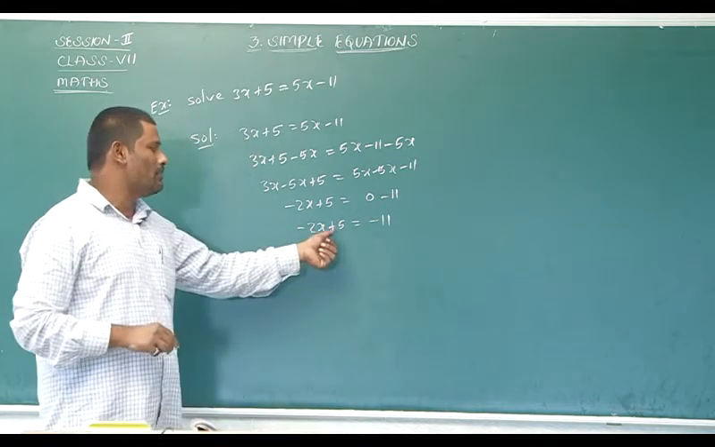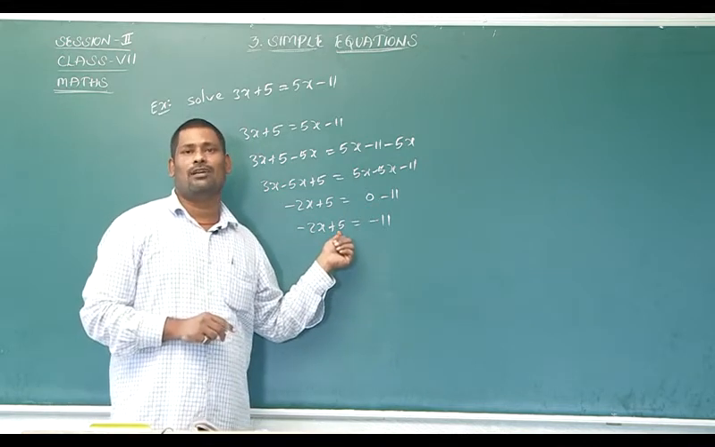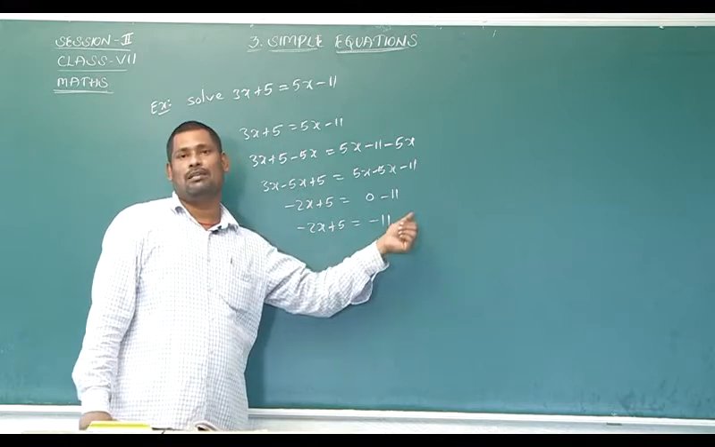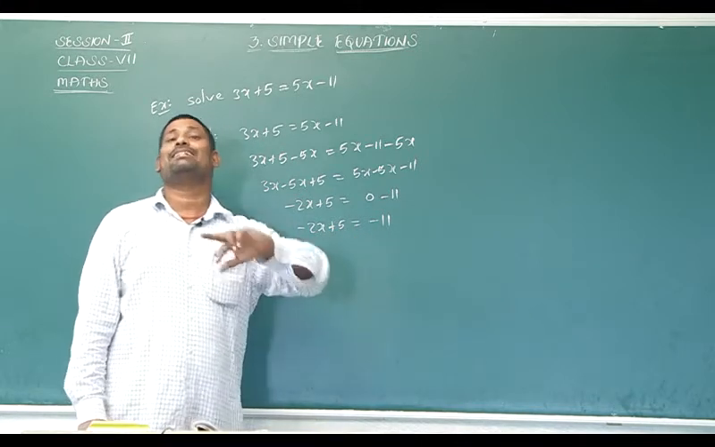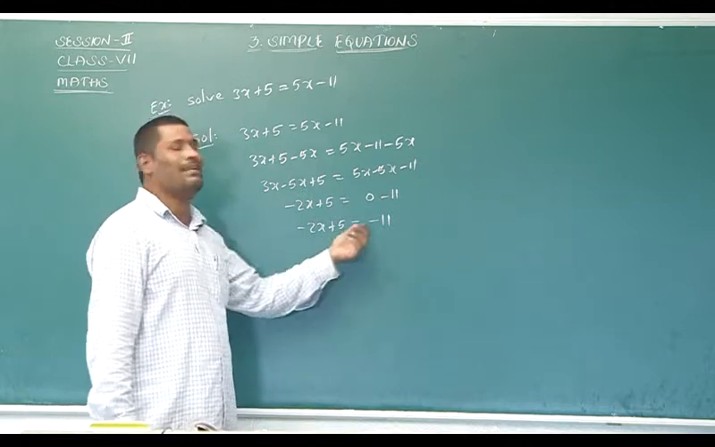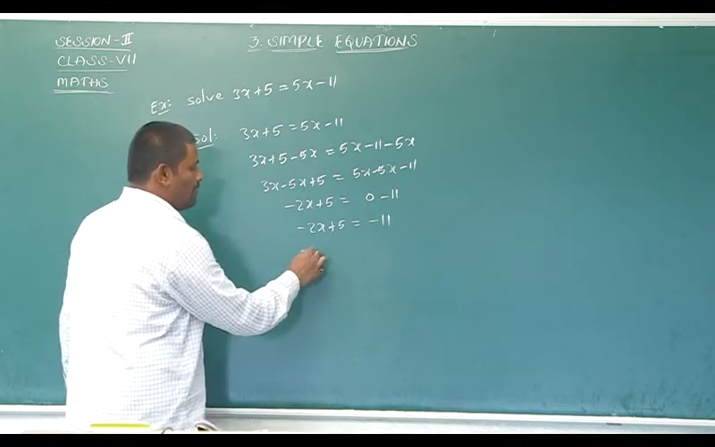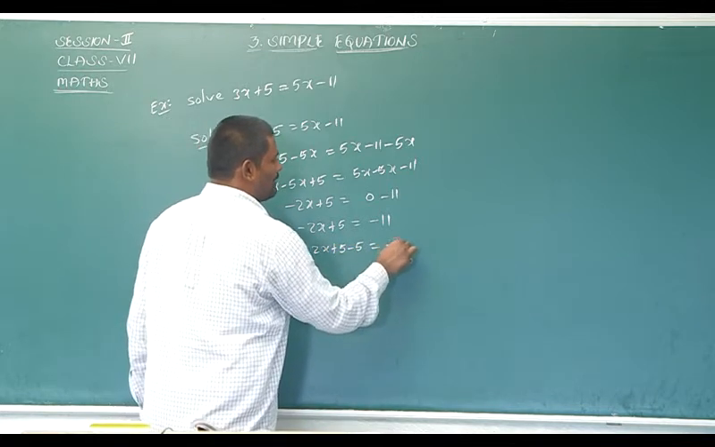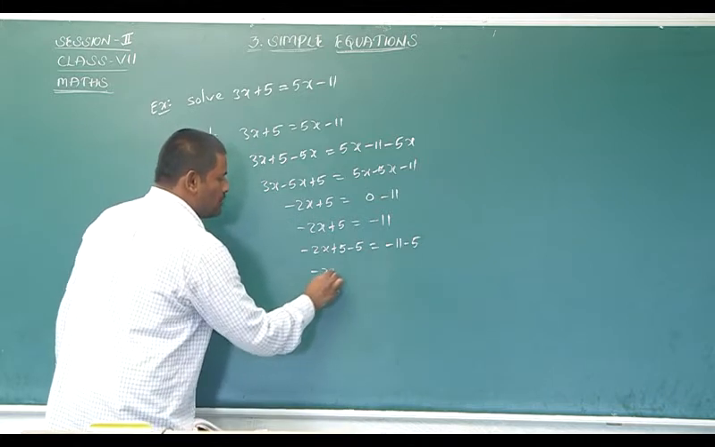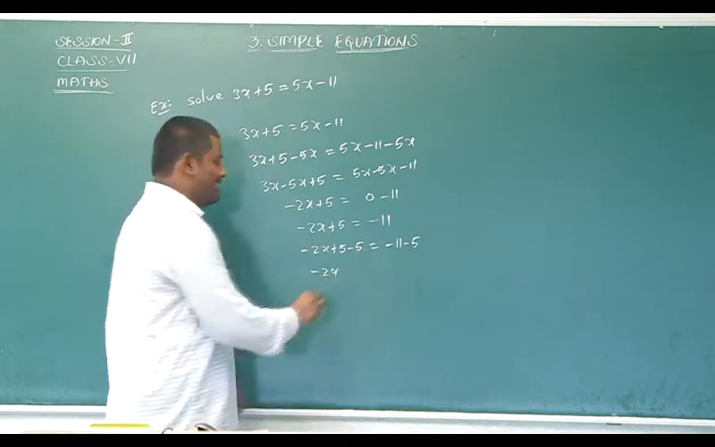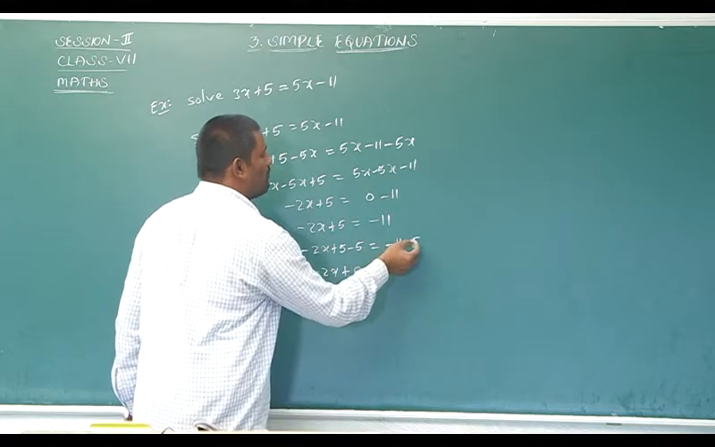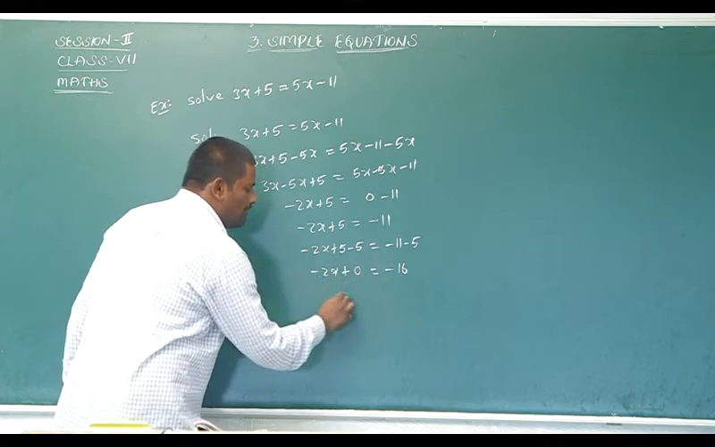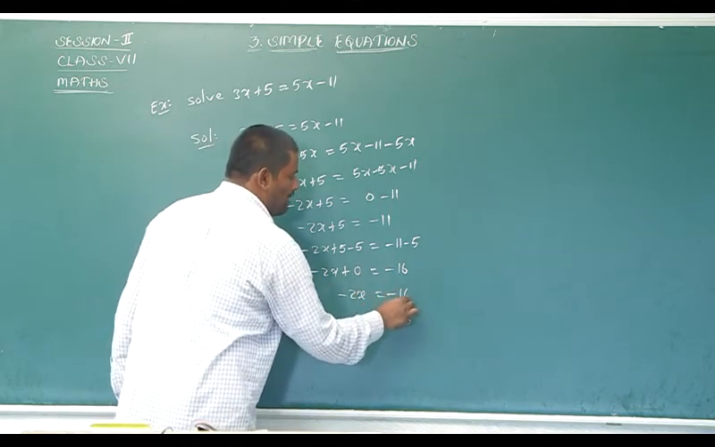Now again there is plus 5, so I want to remove this plus 5. To remove this plus 5, what will I do here? I add minus 5 on both sides. We can add the same quantity on both sides. We can also subtract 5 on both sides, no problem here. Minus 2x plus 5 minus 5 equals minus 11 minus 5 I get here. So minus 2x plus 5 minus 5 I get 0. So 0 equals minus 11 minus 5, which means I get minus 16 here. So now minus 2x plus 0 means minus 2x I get equals minus 16.